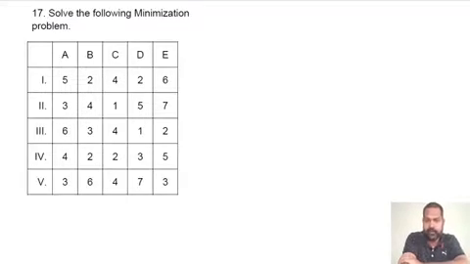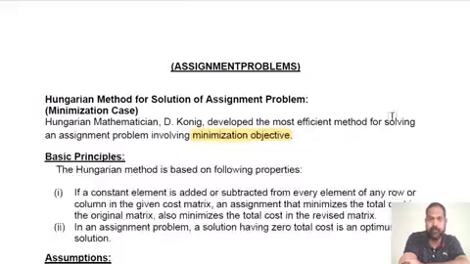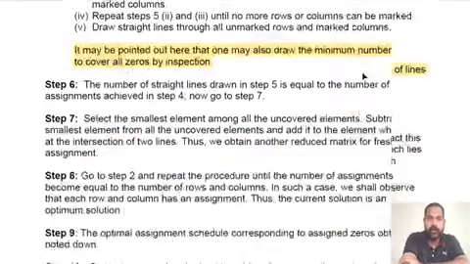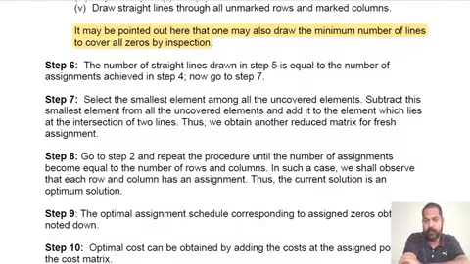This is the question. I want the assignment problem solution. This part I skipped. What does that part say? It may be pointed out that here one may also draw the minimum number of lines to cover all the zeros by inspection. What do you mean by inspection? Is inspection some method? No. But what inspection means is that you can randomly draw lines and finish it off. There is no requirement of ticking.